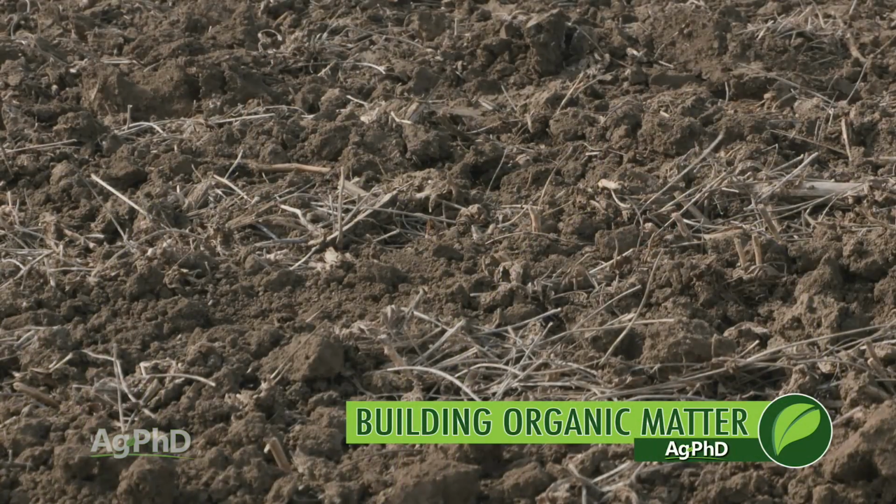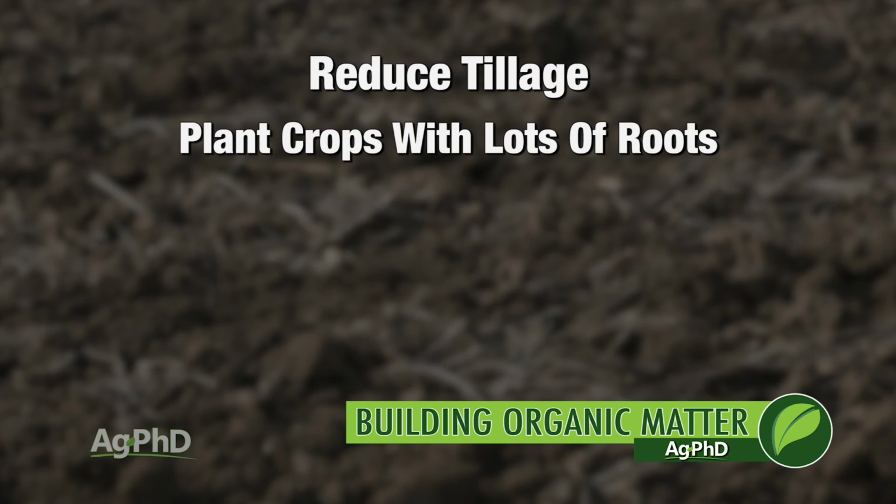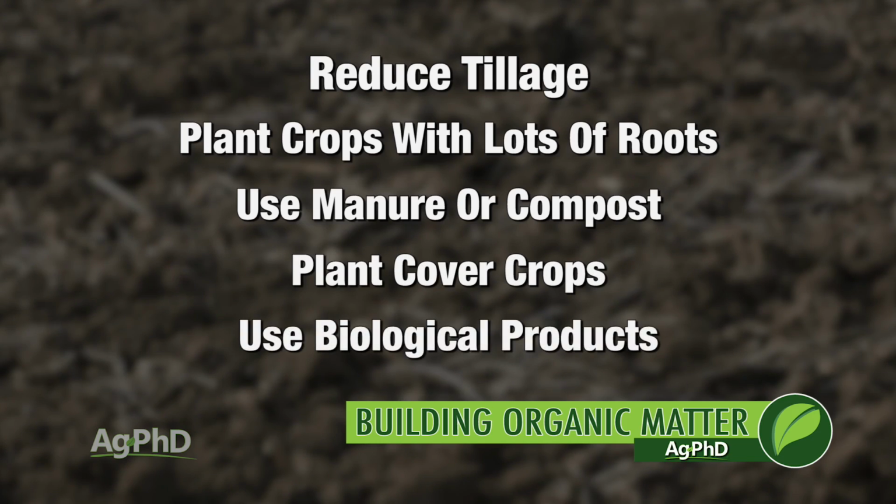All right, so once again, if you want to build organic matter in your soil, which we think is incredibly important in most soils, the first thing you should do is reduce tillage. Next, you want to plant crops with lots of roots. Then consider using manure or compost, either way is fine, cover crops, and biological products. That really should help you in both the short term and long term, building up that soil on your farm.